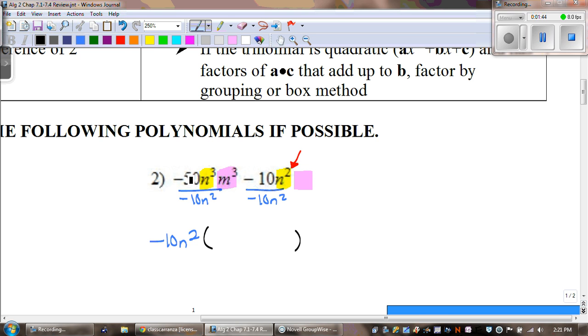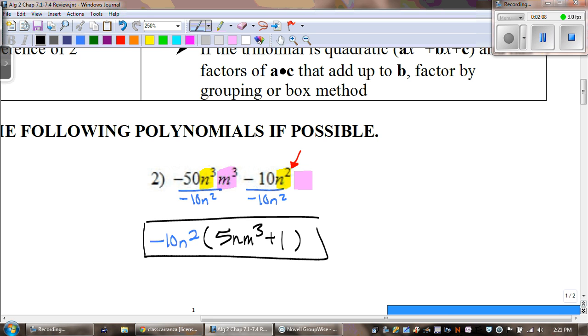And now we divide. Negative 50 divided by negative 10 is a positive 5. n cubed divided by n squared is n, and m cubed stays. And now the back, we have a negative divided by negative, which is a positive. 10 divided by 10 is 1, and n squared divided by n squared is 1. So our final answer is negative 10n squared times (5n m cubed plus 1).